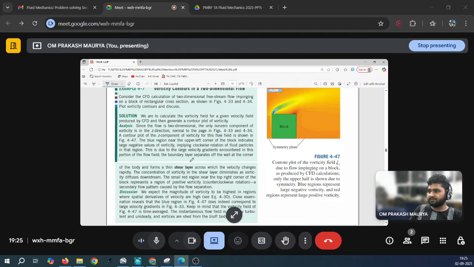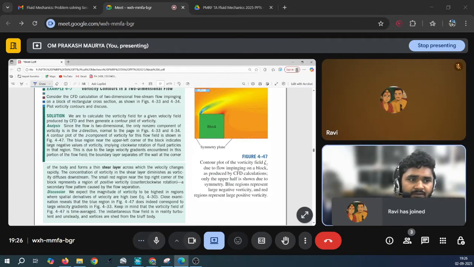Very important. Let me just read: the boundary layer separation at the wall at the corner of the body. Here you can see the boundary layer separation is happening, from a thin shear layer across which the velocity changes. Here you can see the change.